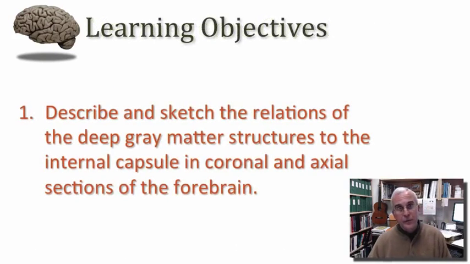My learning objective for you today is that I want you to be able to describe and even to sketch the relations of the deep gray matter structures that we find within the core of the forebrain with respect to the internal capsule. This is an important white matter structure that runs right through the middle of each hemisphere. And I want you to appreciate the relationship of the deep gray matter to the internal capsule as viewed in both the coronal and the axial planes of section through the forebrain.